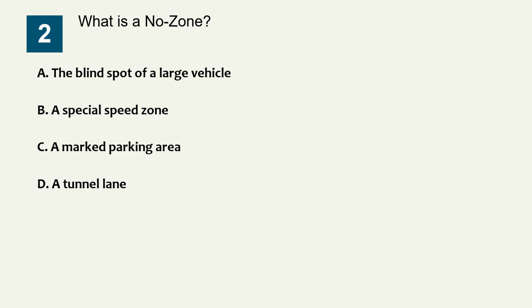Question 2. What is a No Zone? Option A, the blind spot of a large vehicle. Option B, a special speed zone. Option C, a marked parking area. Option D, a tunnel lane.